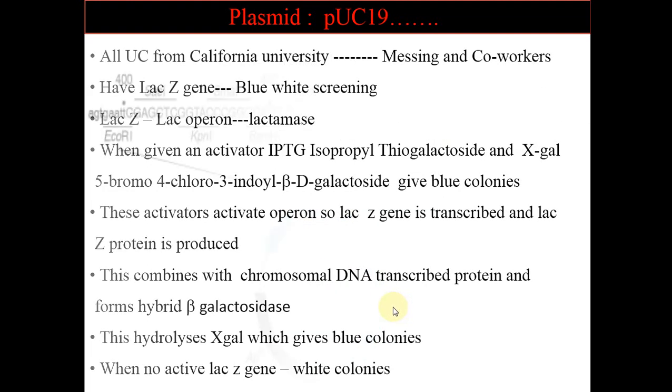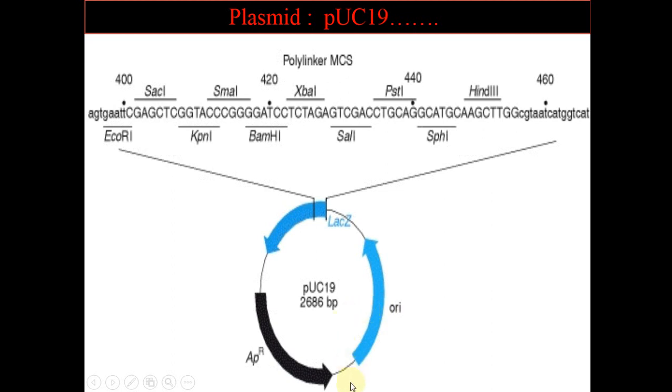So whenever the question is asked in examination, draw a map of a plasmid vector, any one plasmid vector. You have to draw a circle like this and show the different genes with the size of this vector. Okay.